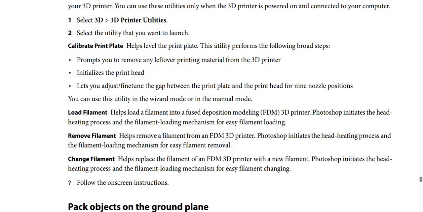So what about Calibrate Print Plate? It means that it helps level the print plate. This utility performs the following broad steps: it prompts you to remove any leftover printing material from the 3D printer and initializes the print head. After that, it lets you adjust and fine-tune the gap between the print plate and the print head for 9 nozzle positions. And also you can use this utility in the wizard mode or in the manual mode.